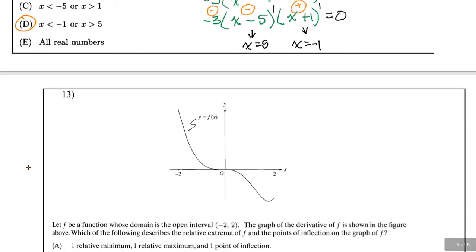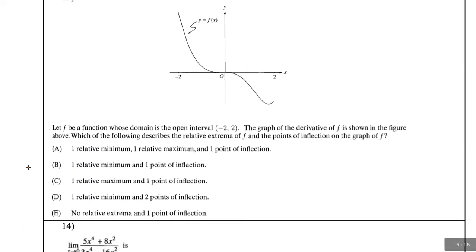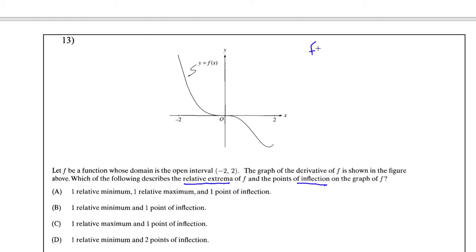All right, we're on to number 13, another problem from the last pretest. We're looking for relative extrema and we're looking for inflection points. So you guys need to give me some definitions. Relative extrema, what is that thing? It is indeed f prime sign change. You need to have that memorized. Most of you do.